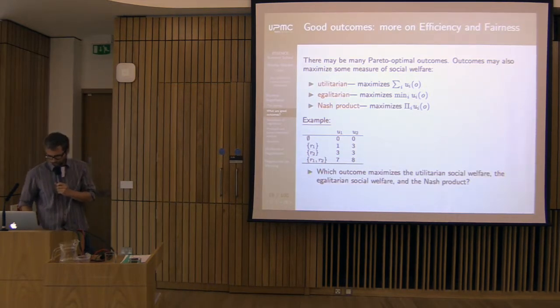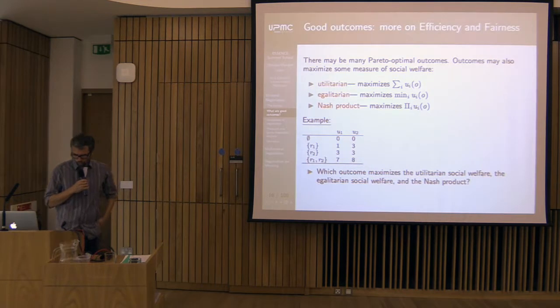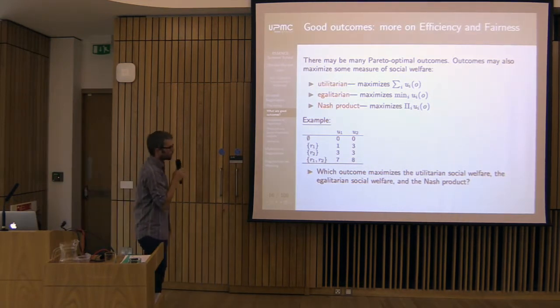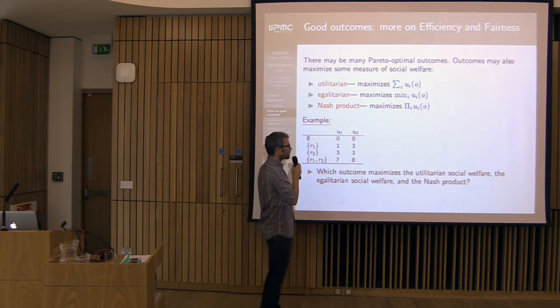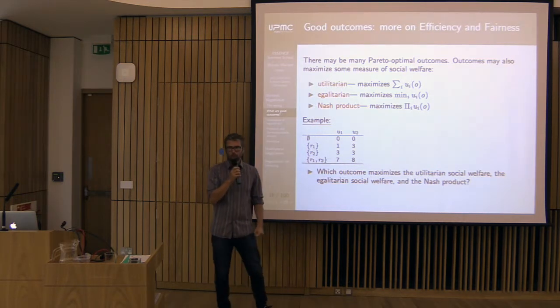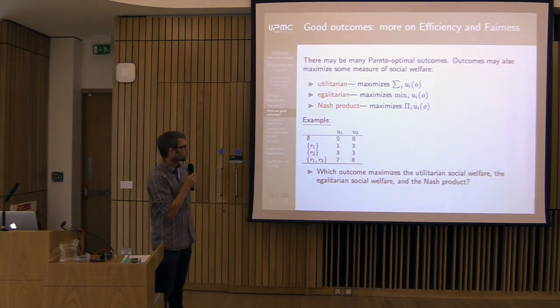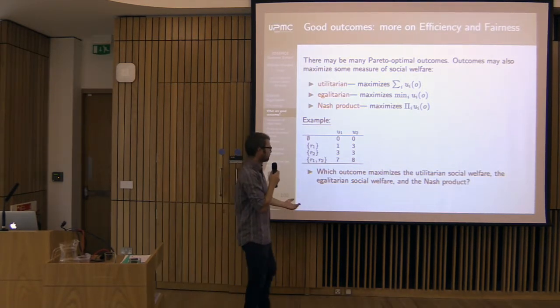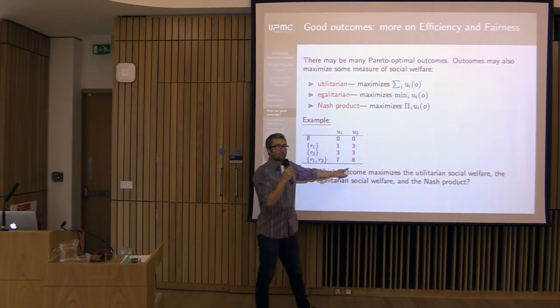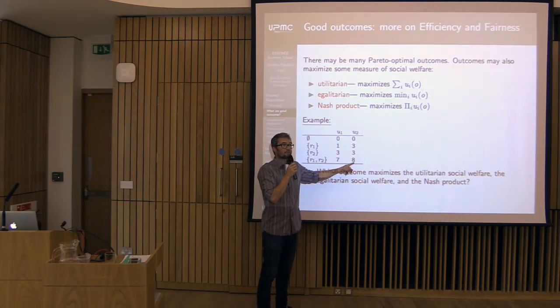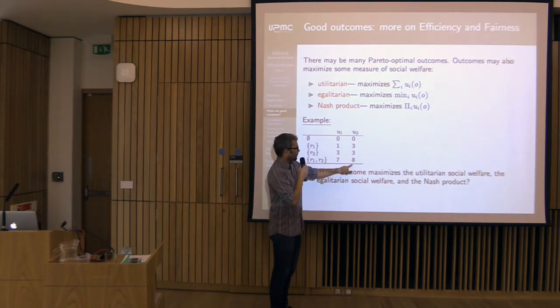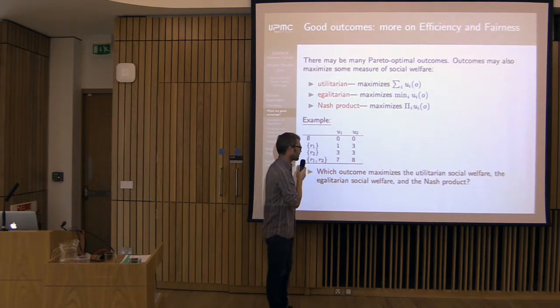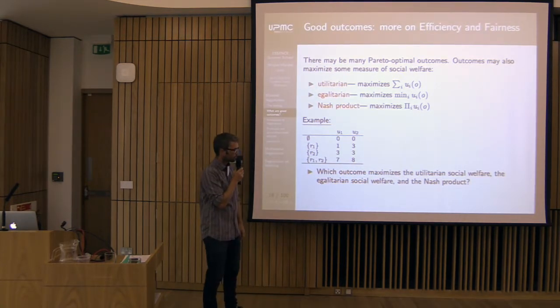So in that case, on our example, which outcome would maximize the utilitarian social welfare here? So you give everything to the second agent. Of course, it's not at all fair, if I can put it this way, but that's the best for the sum. You can just give both items to agent 2. It gives 8.